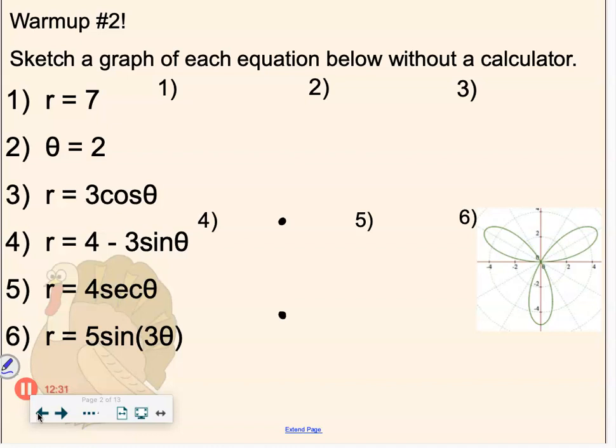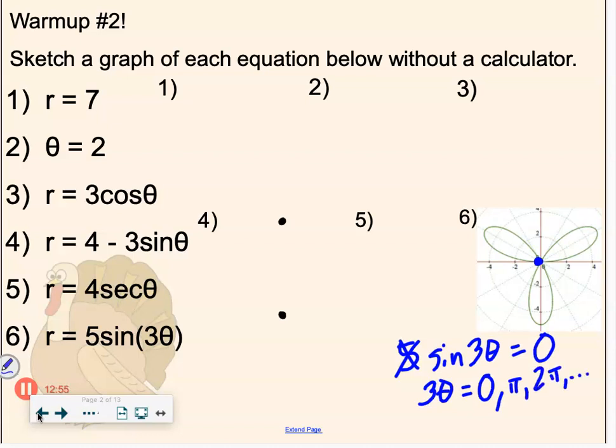So anyway, what you need to do is just find 2 consecutive spots where it hits the pole. So we'd have to set 5 sine 3 theta equal to 0. So that's just gone. So you get 3 theta equals 0 or pi or 2 pi or all the multiples of pi. So then you divide by 3 and you get 0, pi thirds, 2 pi thirds, dot, dot, dot. So then all you need are 2 consecutive. Doesn't matter which 2 you pick, they just got to be consecutive. So I'm going to go 0 to pi thirds and triple it.